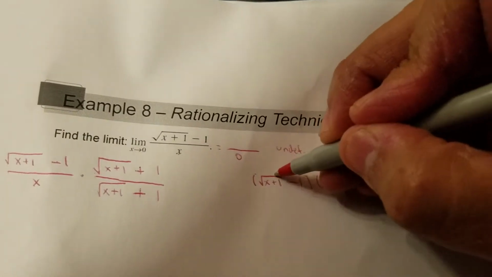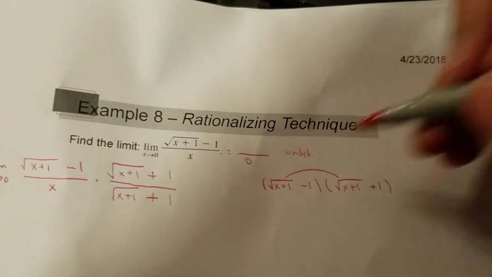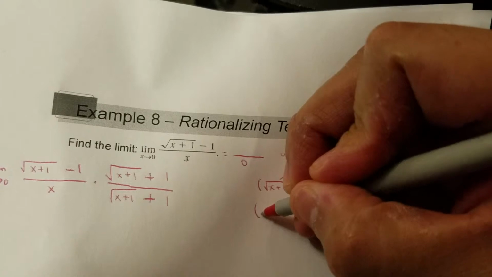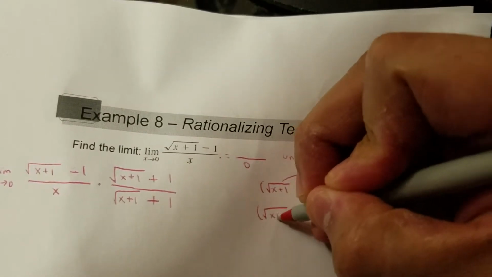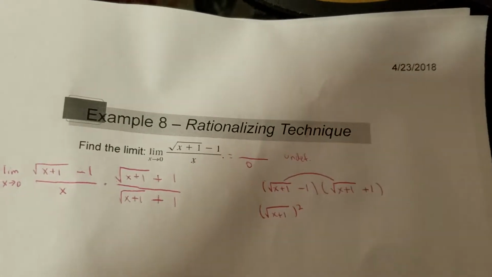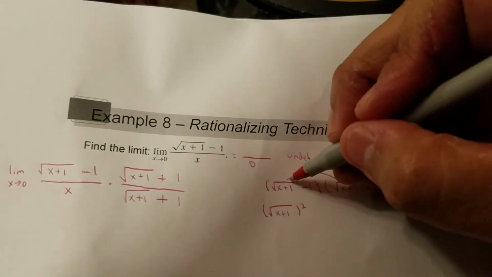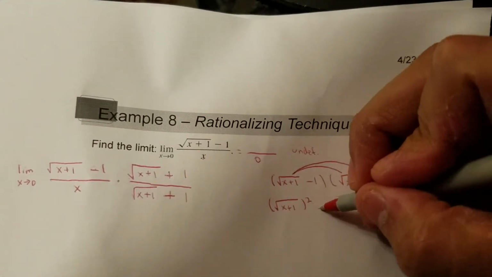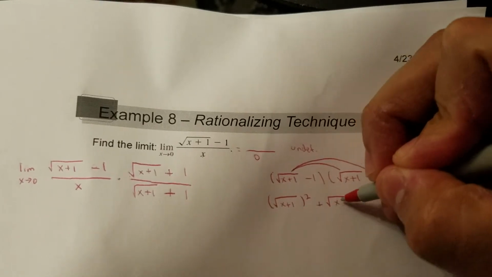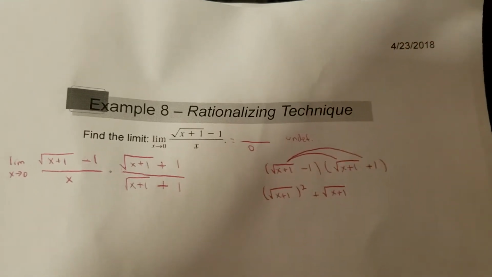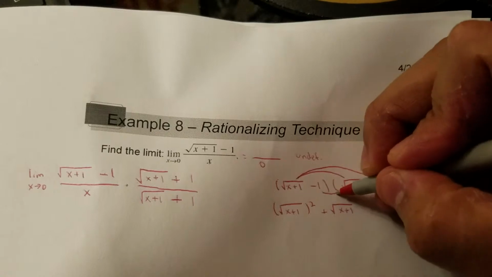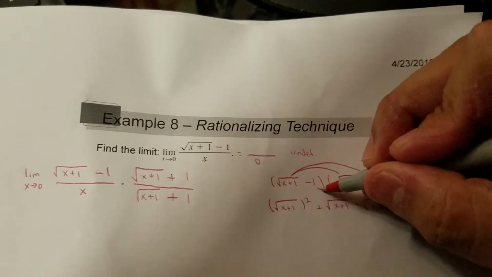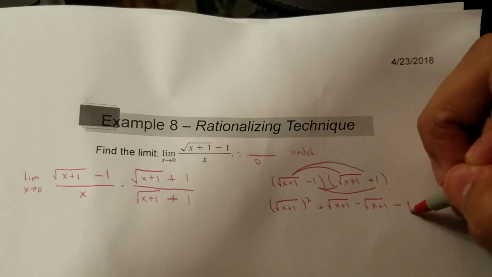If I do expansion, square root of x plus 1 times square root of x plus 1 equals square root of x plus 1 squared. Square root of x plus 1 times 1 is square root of x plus 1. Do the same here: negative square root of x plus 1. And negative 1 times positive 1 is negative 1.